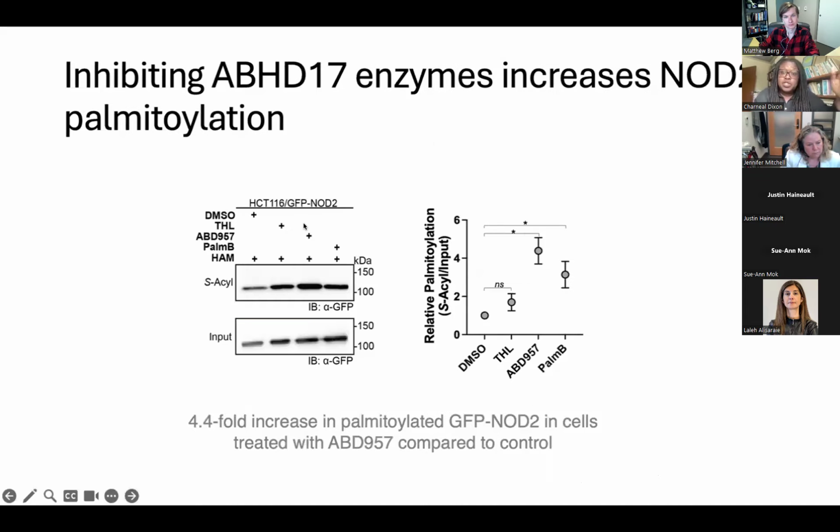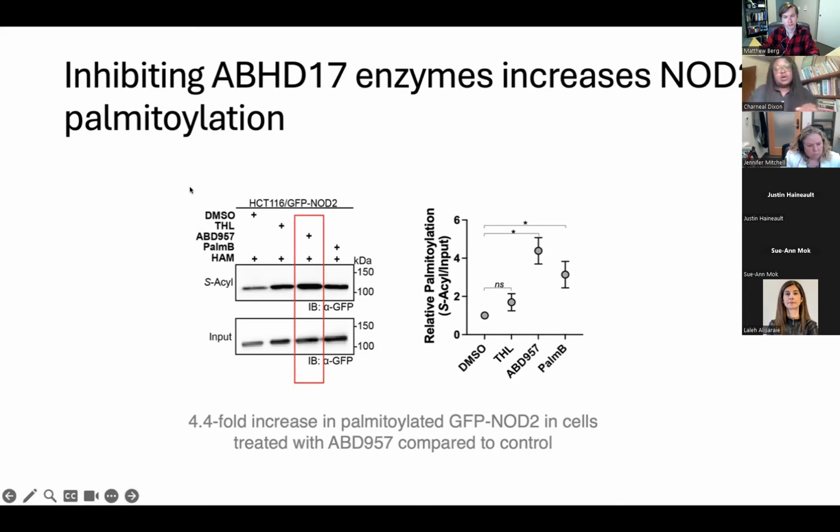So again, we were able to confirm using acyl resin-assisted capture that the increase we saw in the plasma membrane corresponded to increased palmitoylation. Now, while we did observe a modest increase in the plasma membrane localization when we were using the THL inhibitor, there was no significant increase in the amount of captured palmitoylated GFP NOD2. However, when we were using the ABD957, the ABHD17 inhibitor, we saw a 4-fold increase.